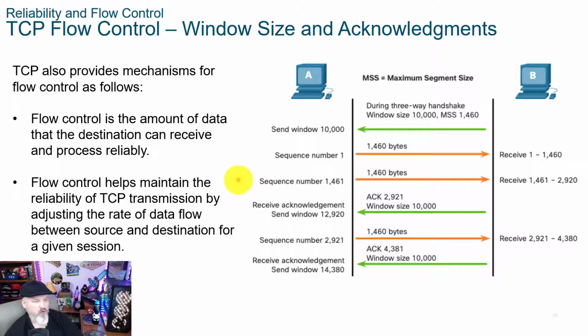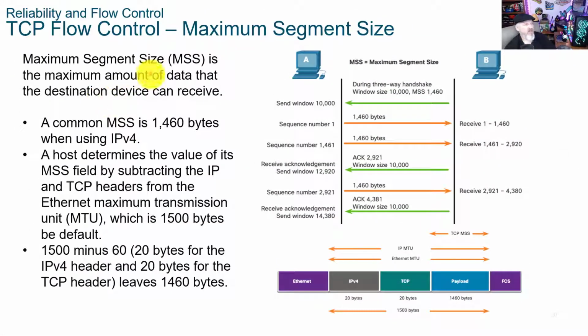It's part of the flow control process. The maximum segment size, or MSS, is the maximum amount of data that the destination device can receive. A common MSS is 1,460 bytes when using IPv4. The host determines the value of its MSS field by subtracting the IP and TCP headers from the Ethernet Maximum Transmission Unit, or MTU, which is 1,500 bytes by default. So 1,500 minus 40: 20 bytes for the IPv4 header, 20 bytes for the TCP header, and it leaves 1,460 bytes. And we have a visual over here on the right side.